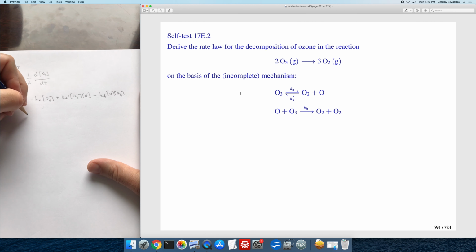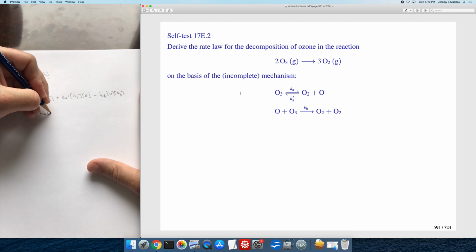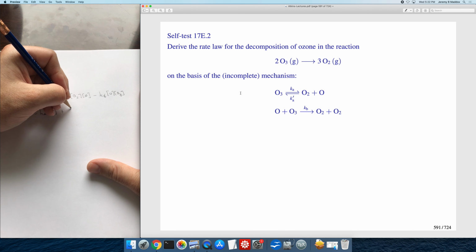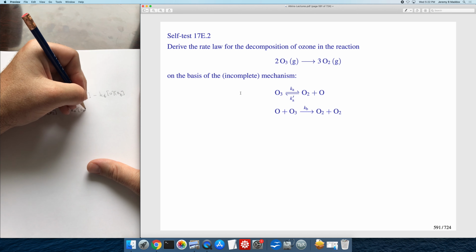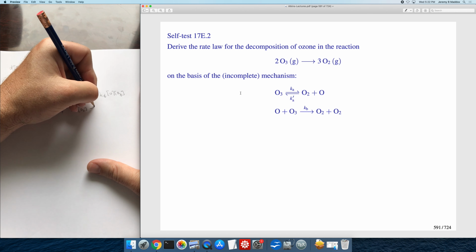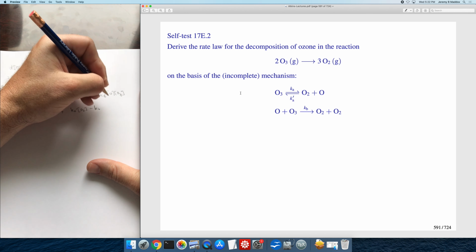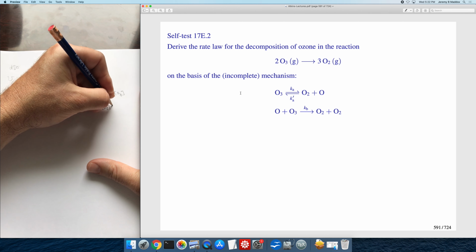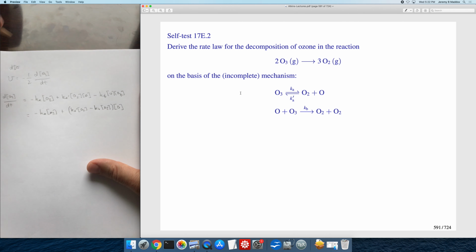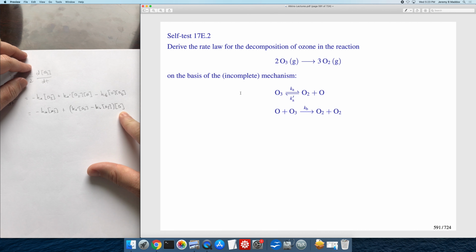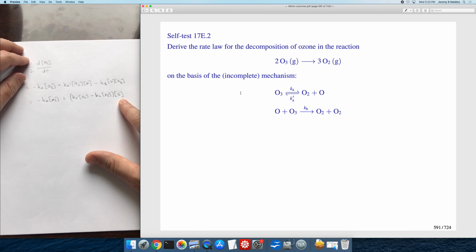Now we can do a little bit of simplification here. Let's see. Let's write minus Ka O3 and I will pull out the intermediate concentration. So you see that the oxygen in this reaction is an intermediate. It doesn't appear in the overall reaction. Let's use the steady state approximation to evaluate the intermediate's concentration.